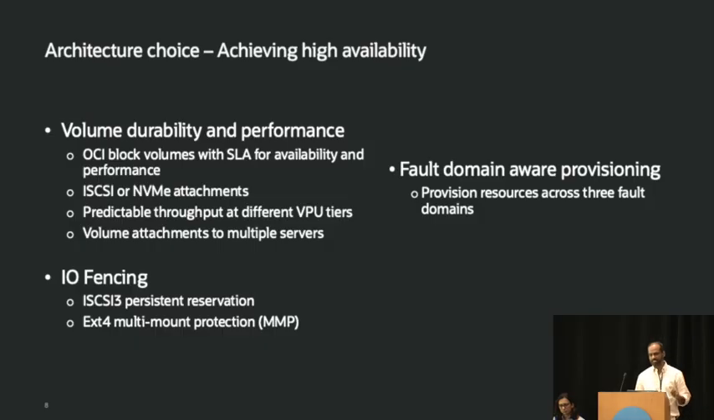So we need IO fencing, so we use iSCSI 3 persistent reservation. And on top of that, we also have the ext4 multi-mount protection. And more importantly, our provisioning is fault domain aware, which means that the power domain for the resources that we provision is across different fault domains, so that if there's a top of the rack switch or a power failure on a rack, the other fault domain can take over.